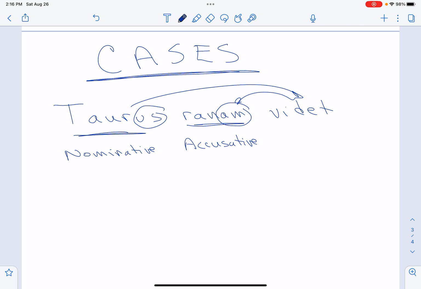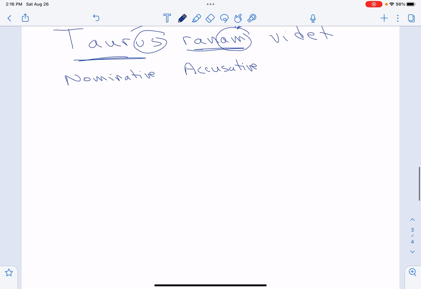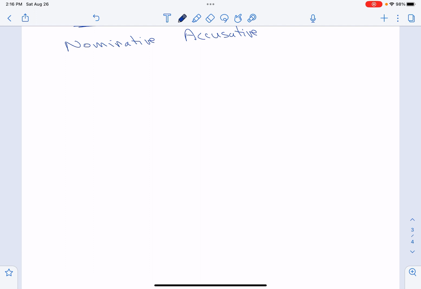So I want you to understand kind of what the 5 main cases are first, just so they mean something when we start talking about endings. And then we'll dive into the endings, which when it comes down to it is just a matter of memorization. So there are 5 main cases. There's a couple other ones that, again, I'll send you a link to if you feel like you need it.